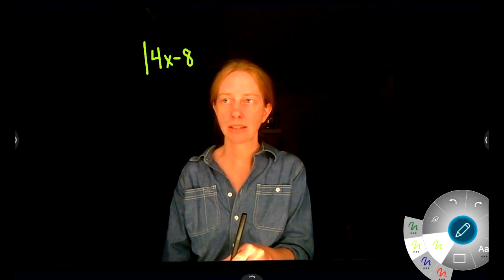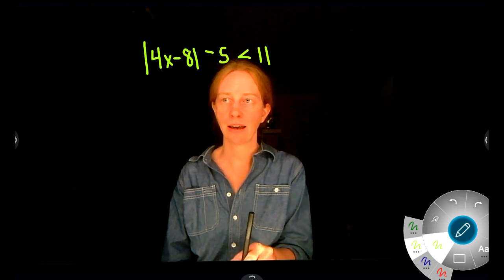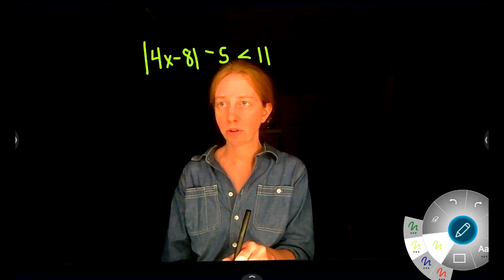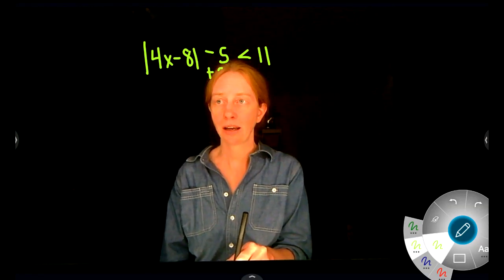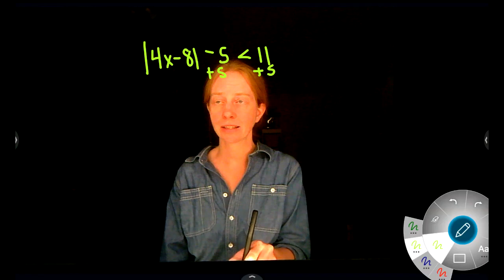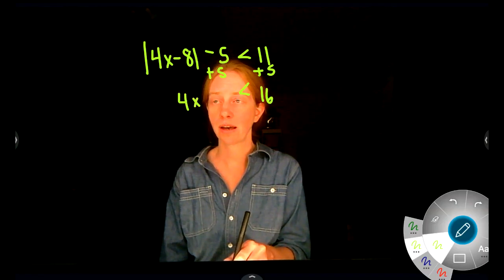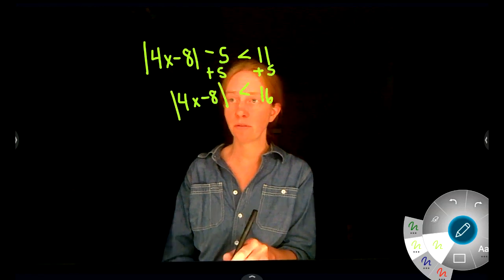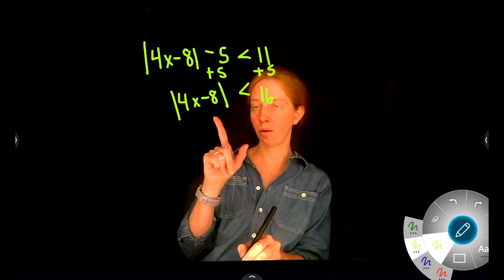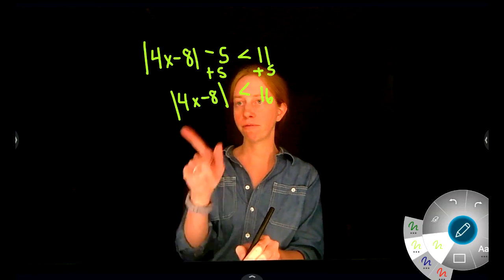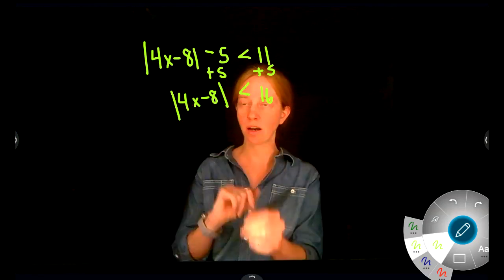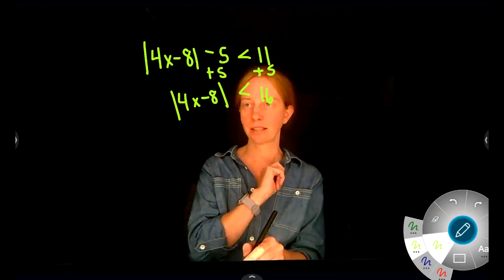So we're going to have a problem: the absolute value of 4x minus 8, minus 5, is less than 11. Just like we were doing yesterday, we're going to add 5 to both sides. We're trying to isolate the absolute value, so that the stuff in the bars is all by itself. So here we go. We have the absolute value of 4x minus 8 is less than 16.